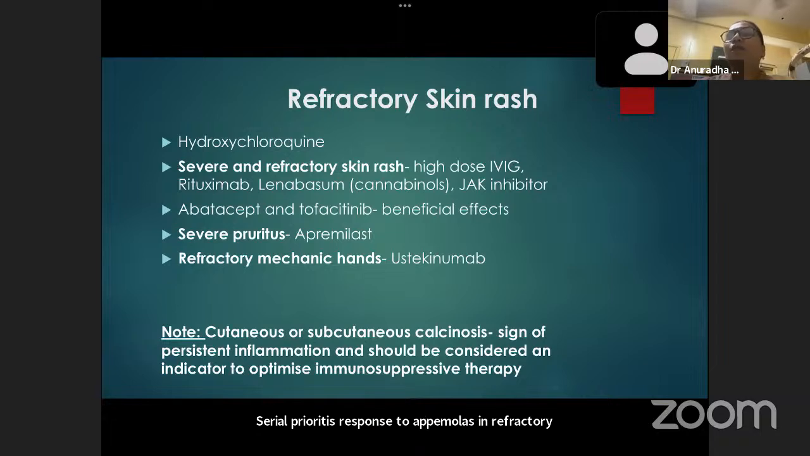Of note, it should be taken note that cutaneous or subcutaneous calcinosis should be considered as a sign of persistent inflammation and should be considered as an indicator to optimize immunosuppressive therapy.